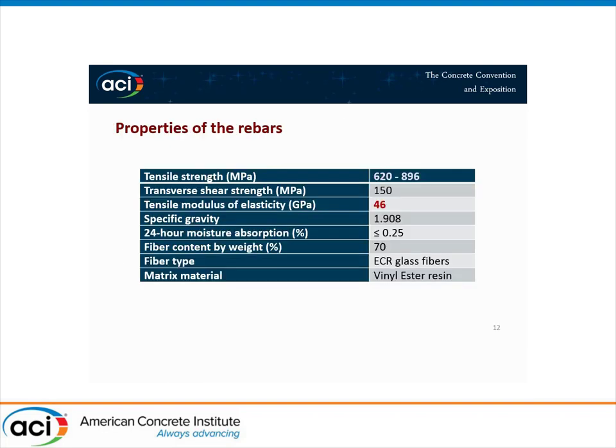And here in this table, I am showing you some of the mechanical properties of these GFRP rebars. They are usually twice as strong as steel and four times lighter. So very attractive mechanical properties. The tensile modulus of elasticity is slightly lower than steel.